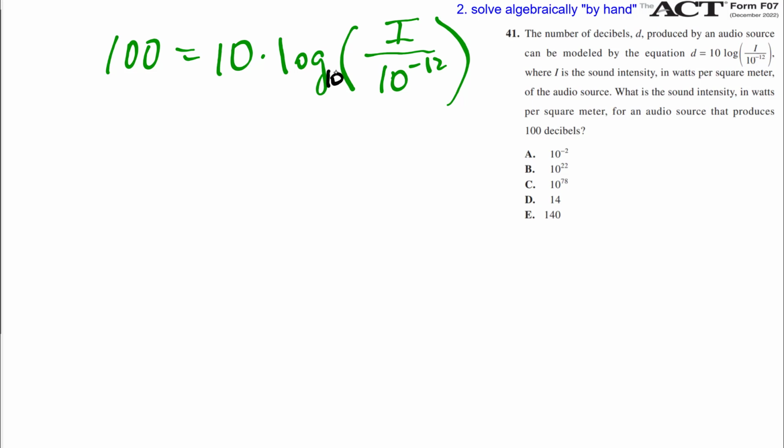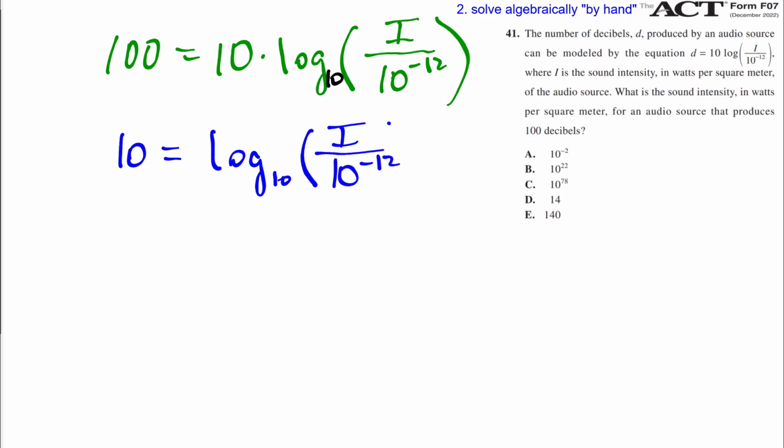One of the things I might want to do is divide both sides by 10. So if I divide both sides by 10, 100 divided by 10 would be 10. And this 10 will divide out and make a 1. So I'll be left with log to the base 10 of this expression. And you can pause at any time if I'm going too fast.